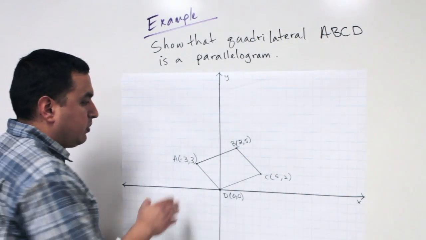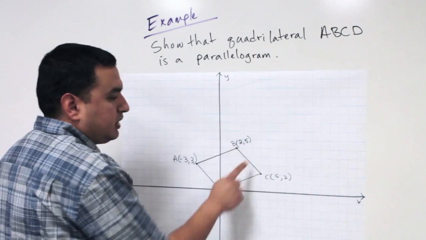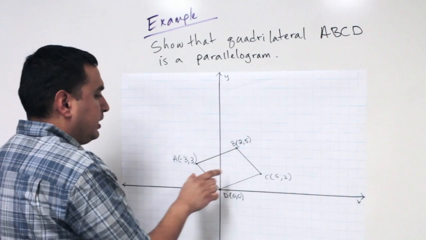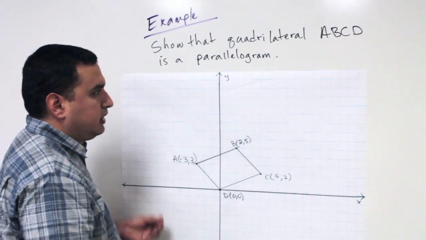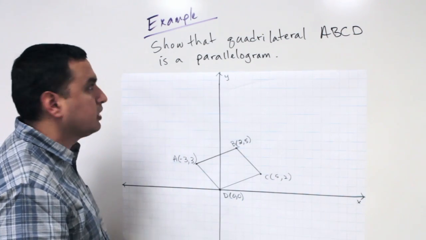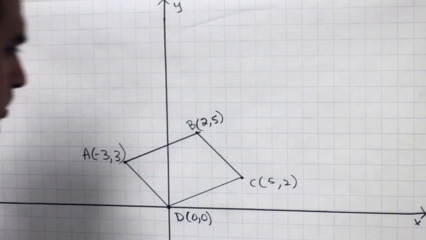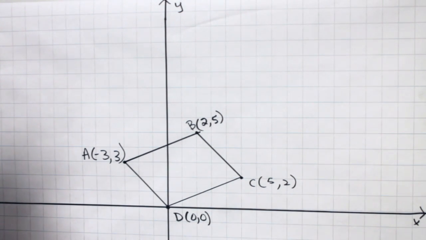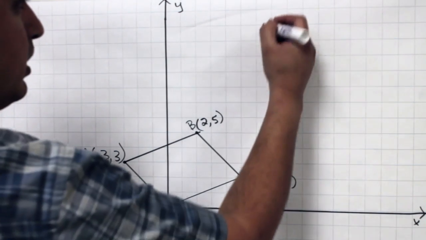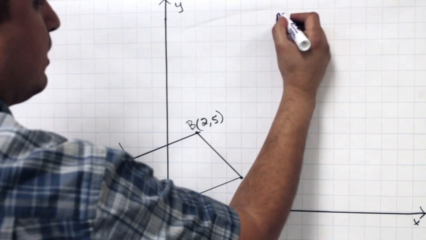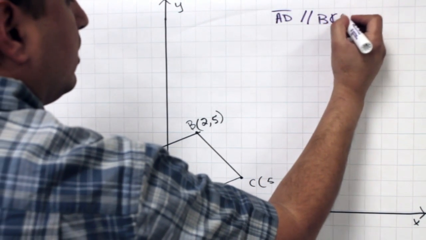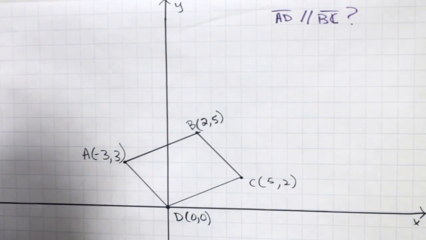The other thing is I could just pick one side, like say if I looked at AD and BC, and if I showed that these two are parallel and congruent, then I know that I have a parallelogram. Okay, so let me zoom in a little bit so that you can see what I'm doing a little better. Let's start by showing that I'm going to pick AD and BC, and decide whether AD is parallel to BC.